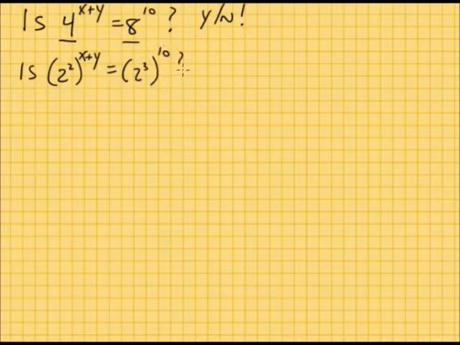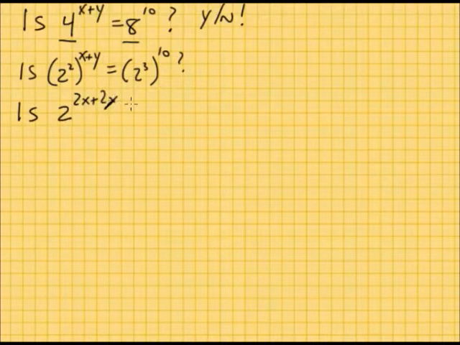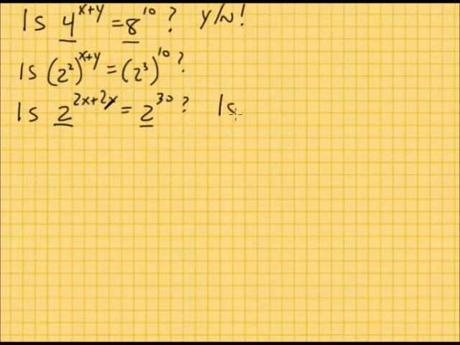And now, since I'm taking powers of 2, I can write the question this way. Is 2 to the 2x plus 2y equal to 2 to the 30th? Now the bases are the same, so I can essentially ignore them. And the question is asking, is 2x plus 2y equal to 30?